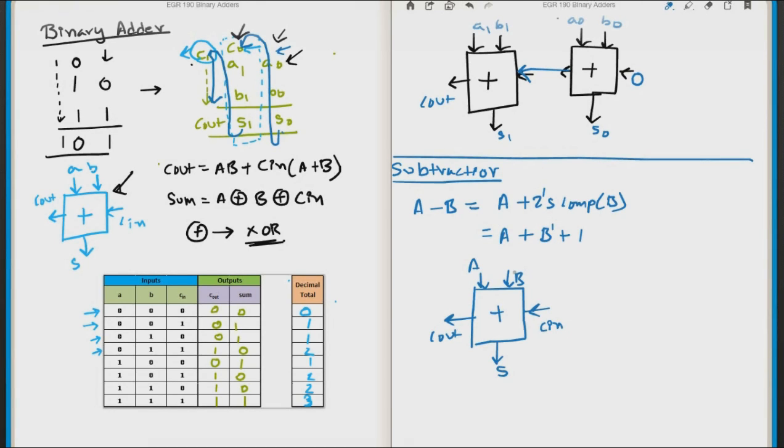all we need to do for subtraction is this, and it is quite simple. Instead of giving B directly, connect it through an inverter and give B bar, and instead of a carry in of 0, give a logic 1. So that becomes a simple subtractor. A plus B bar plus 1 gives you a simple subtractor, and that is how you design a subtractor.